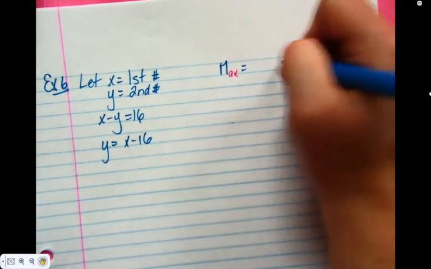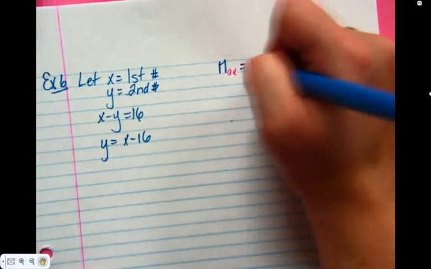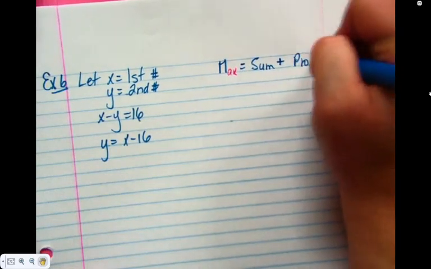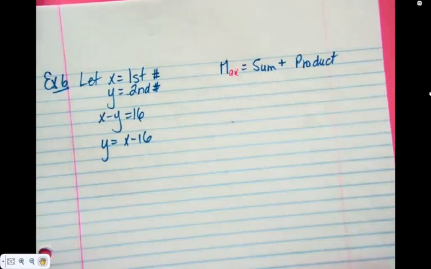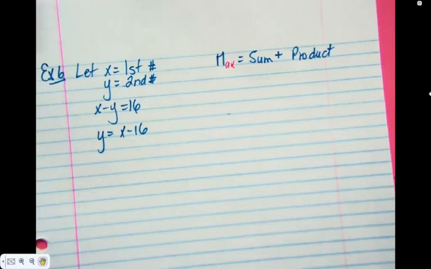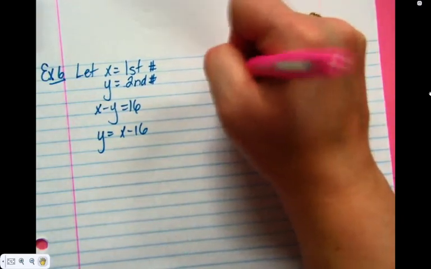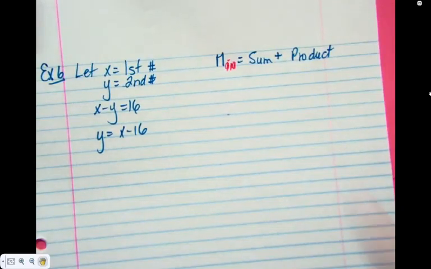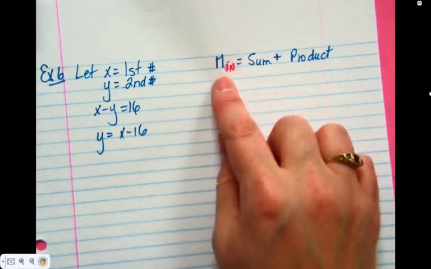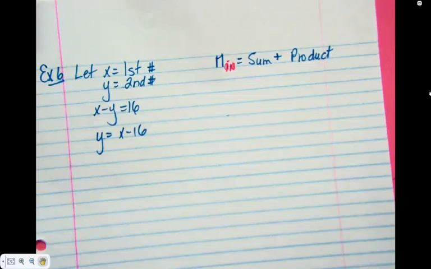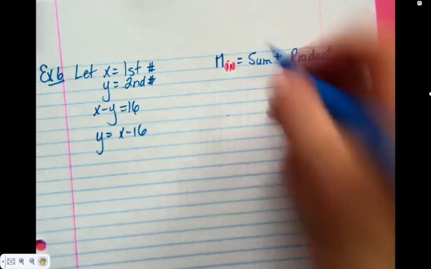Now what I need to do is add their sum and their product. So I'm just going to do it in words first so that you see in a second where the math is coming from. Don't get too caught up in what's on the left. I just need equal to something. Usually I use P for product. This time I'm just using M because we don't have anything else.